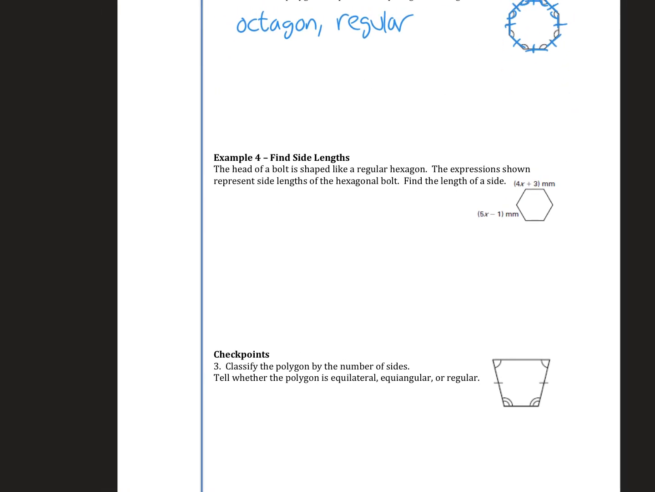The head of a bolt is shaped like a regular hexagon. The expression shown represents side lengths of a hexagonal bolt. Find the length of the side. Okay, so a couple things. Regular, what that means is that all the sides and angles are congruent. So what we're going to do is set equal and solve, okay?